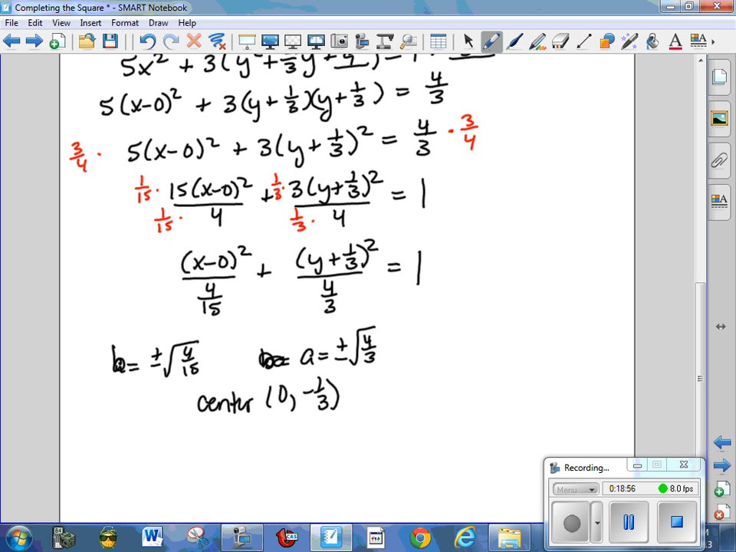So you could graph this. It would be a very small, baby tiny ellipse because the square root of 4/3 and the square root of 4/15 are very small numbers, and your focus would be the square root of 4/3 minus 4/15, also a small number. So you could graph this, but it would be a little messier to graph, so we're not going to graph this. Hope that helped.